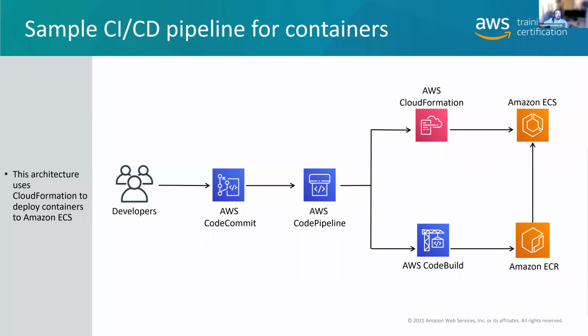Here's a sample CI/CD pipeline for containers. Here we've got CodeCommit and CodePipeline, right? Basically writing out some CloudFormation and some CodeBuild changes to the ECR registry where the containers are pulled. And then CloudFormation is triggering ECS to go pull new images, right? So you get a new version of your Docker container out there on ECS.